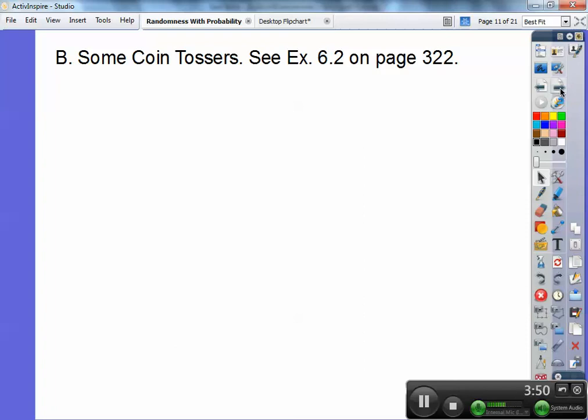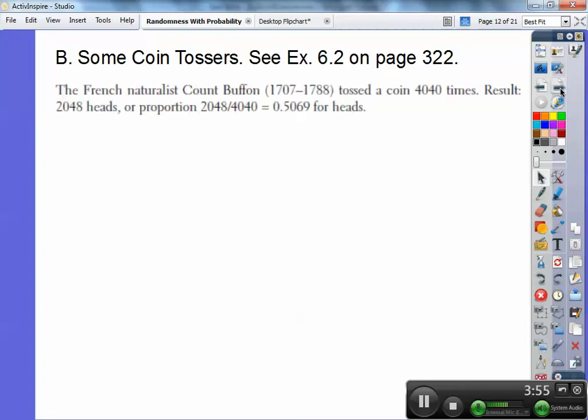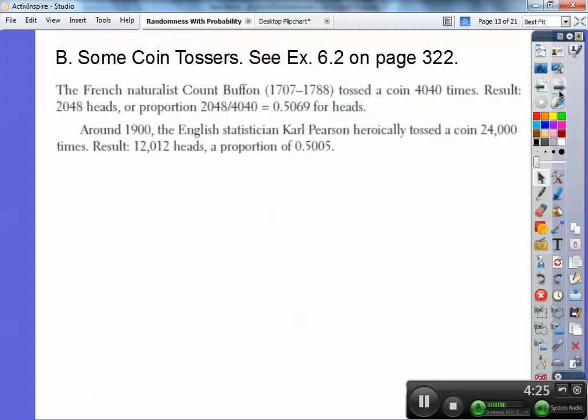So here's some coin tossers. This is example 6.2 on page 332. Okay, the French naturalist Count Buffon. What a name, huh? Count. Tossed a coin 4,040 times. Now remember, this was back in the 1700s where they had no TV, no computers, no iPhones, where they had nothing else to do but toss coins. So how exciting, huh? He tossed a coin 4,040 times, and this many heads came up, 2048. So when you take 2048 divided by 4040, about almost 50%, you guys. Not quite 50%, but pretty darn close.